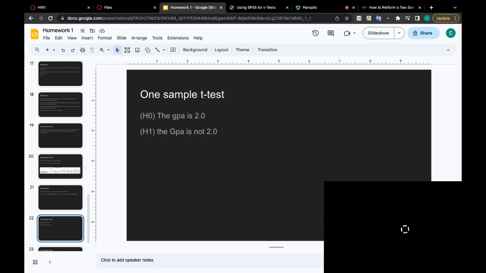Can we test this? Yes. We already know it's going to be rejected? Absolutely. But we're going to do it anyways, at least in this example, to show you how to perform the analysis of this specific t-test. So here we go. We go back to means. We go back to one sample t-test.